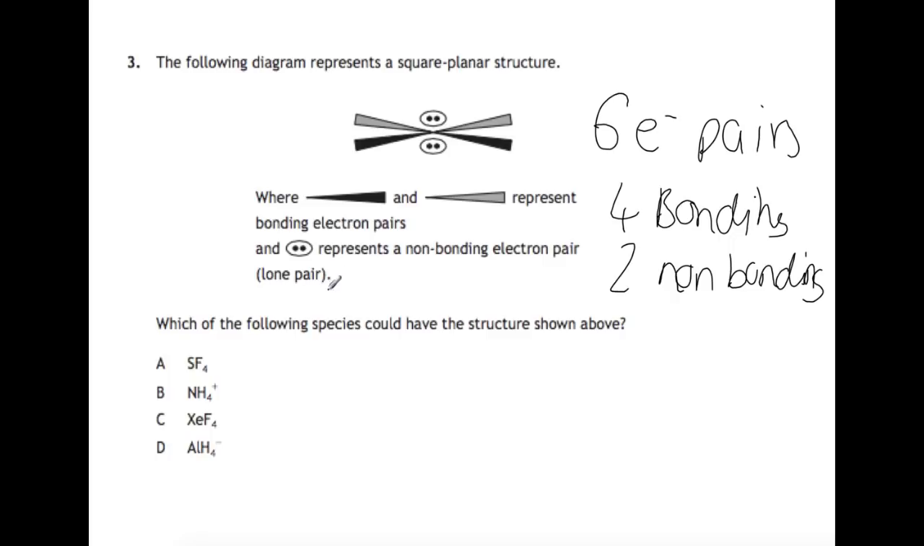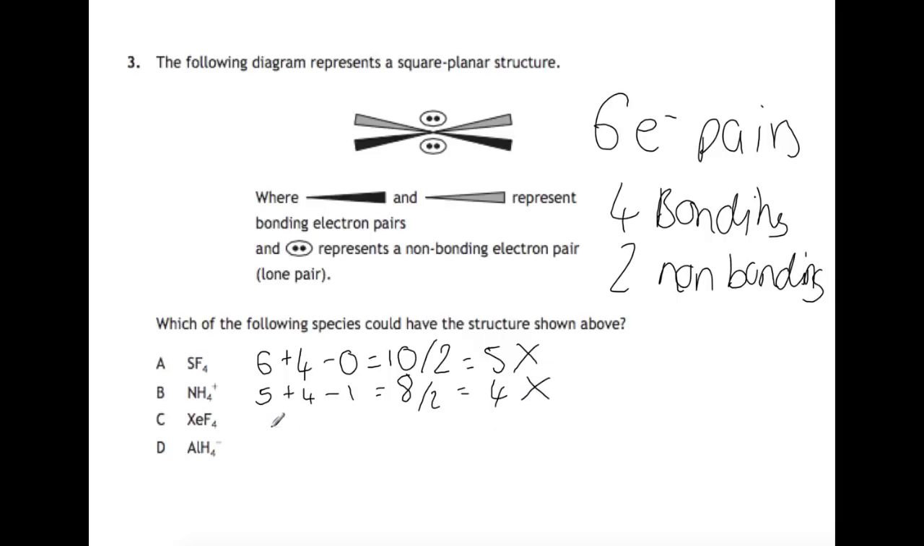So if we go through the VSEPR rules to allow us to calculate which of these molecules fits this particular arrangement. Sulfur has 6 outer electrons and we have joined 4 atoms to it and we have no charge, so that gives us 10 electrons. If we divide that by 2, we have 5 pairs, so it can't be this one. If we take the next one, we've got nitrogen, which has 5. We've joined 4 things on and we take away 1 for the charge, so that gives us 8 divided by 2 is 4 electron pairs, so that can't be the answer.